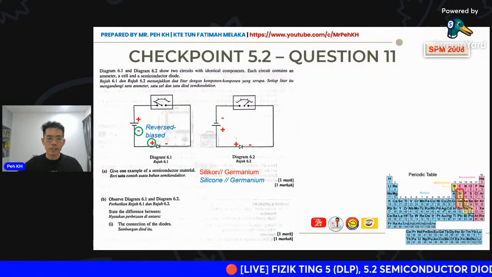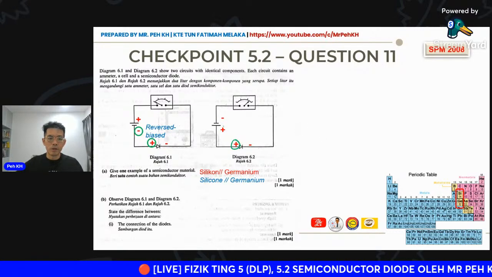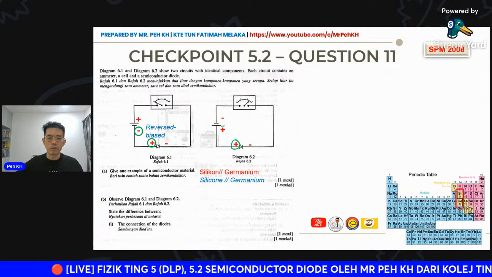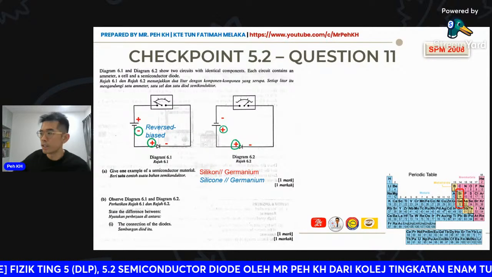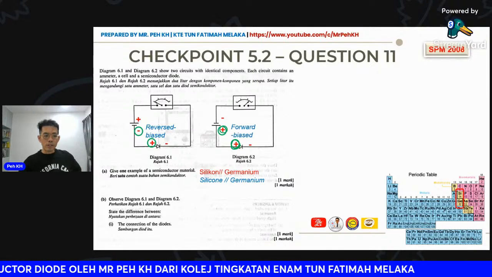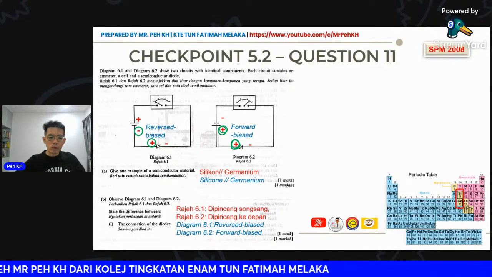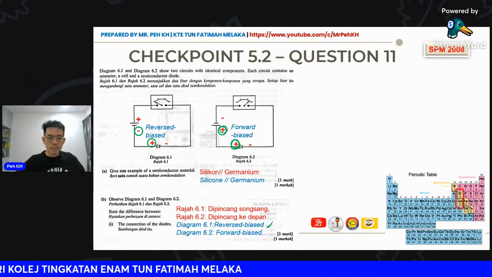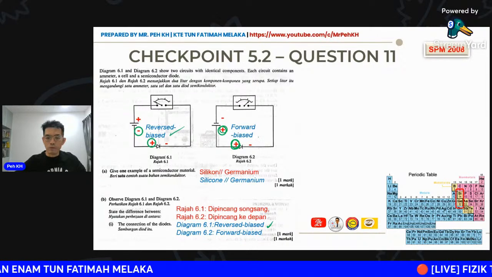Okay, so you can see the positive terminal of the diode connected with the positive terminal of the battery. So here, this will be forward bias now. So the answer: diagram 6.1 is the reverse bias, and 6.2 will be forward bias.